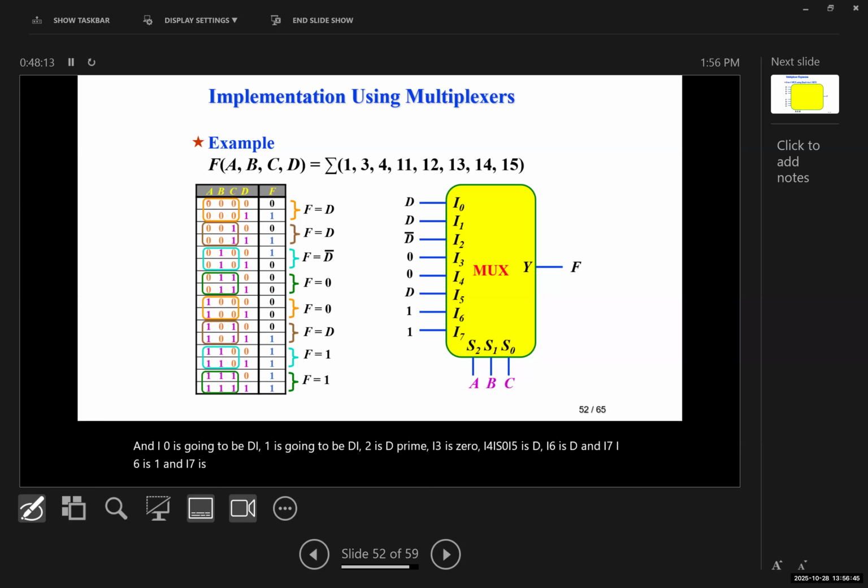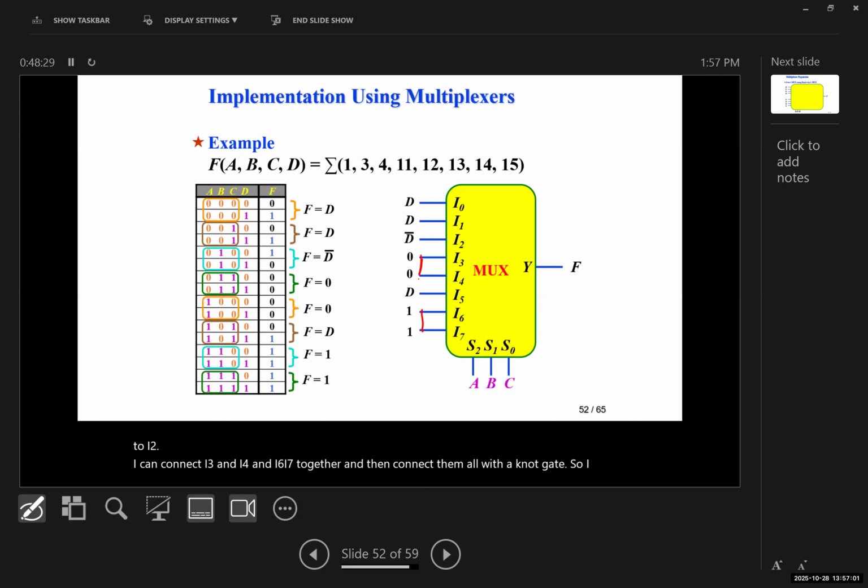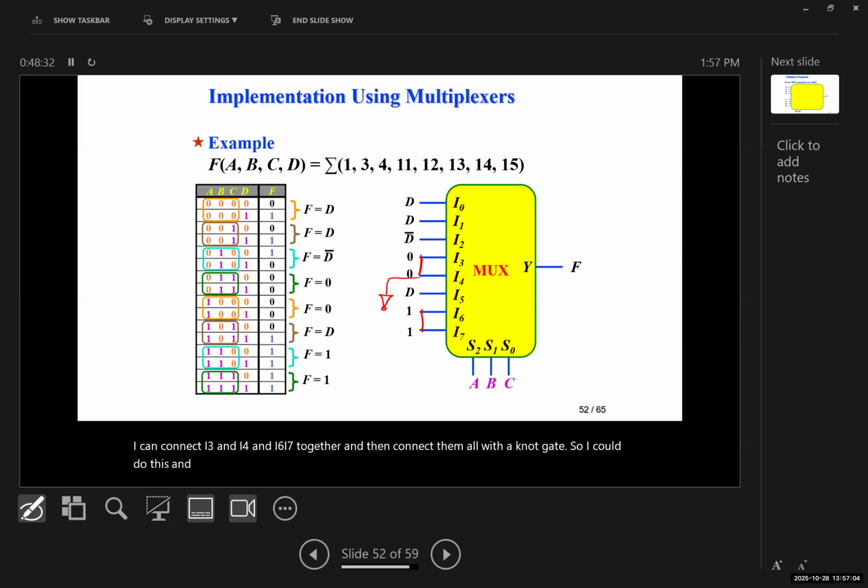So I can tie I0, I1 and I5 together connected to D and connect that with a NOT gate to I2. I can connect I3 and I4 and I6 and I7 together and then connect them all with a NOT gate. So I can do this and this, connect these two with a NOT gate to each other, connect this to 0. I can do this for this as well. This to a NOT gate, and again this to D, and all of that to D. So I can have 2 inputs technically, D and 0.